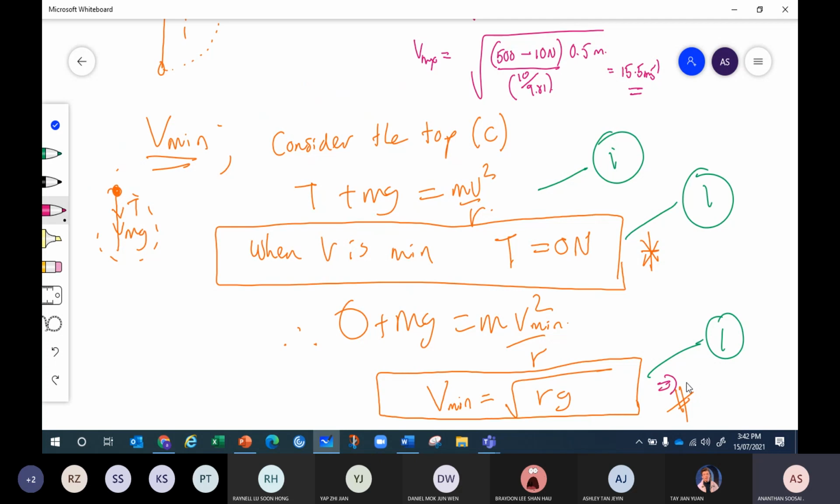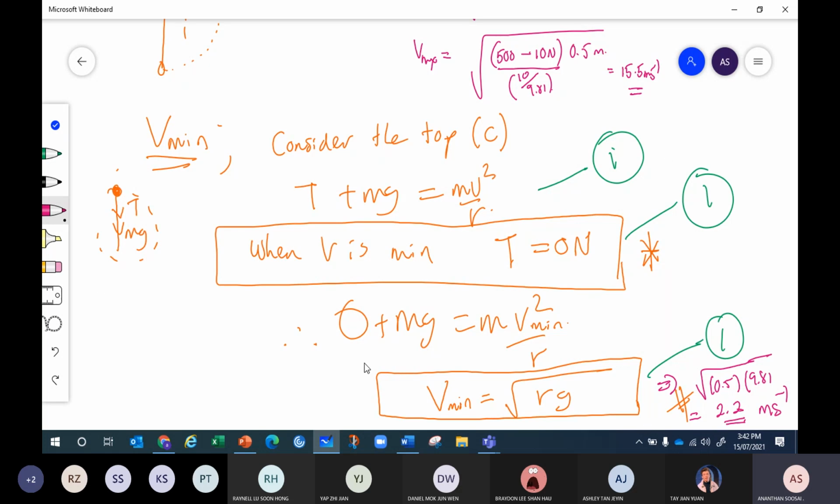V minimum is calculated as root of Rg. So in this case, what is the radius of the circle he makes? 0.5 meter. And the gravity we take 9.81, square root. So what speed is this? How many meter per second? Somebody can help me to get it. 2.2. Okay, good. 2.2 meter per second. This is your V minimum.